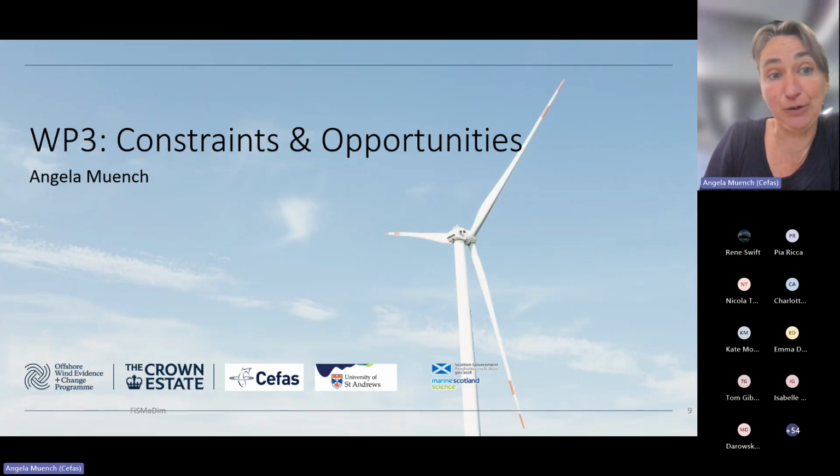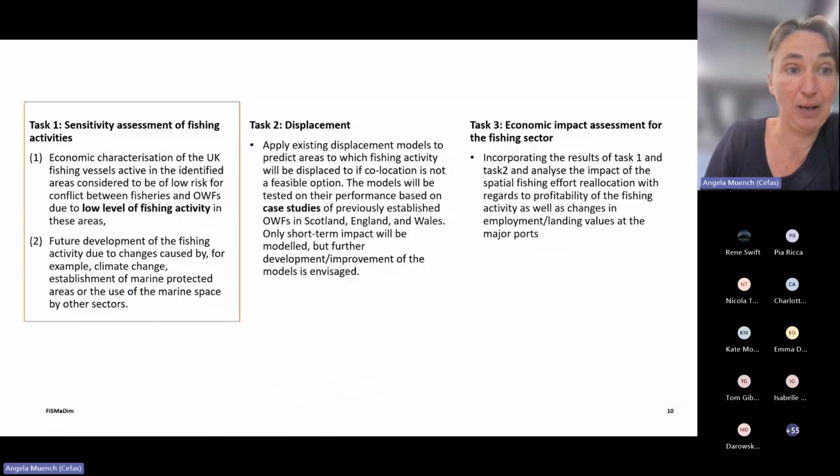I'm leading on work package 3, which is constraint opportunities, which we have a little bit more in detail now in this one. And this work package 3 has 3 tasks. One is, it sounds easy, simply making some maps of low levels of fishing activity.